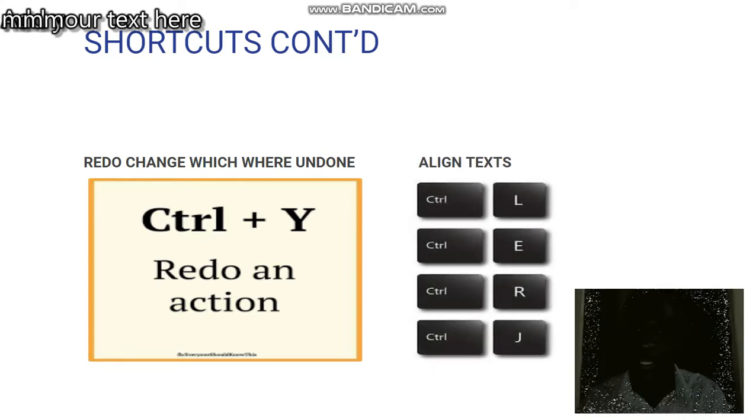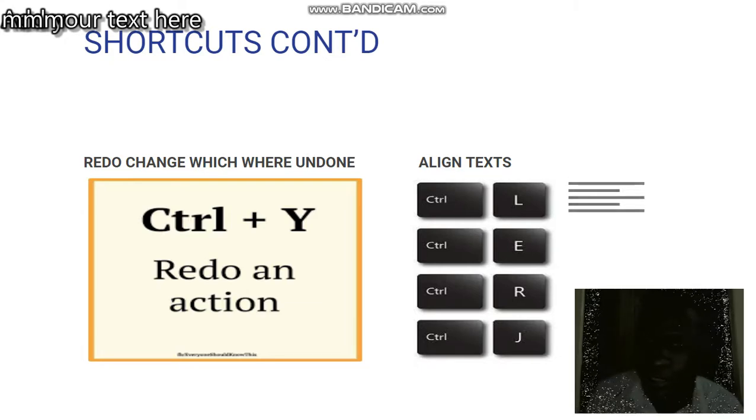If you want to align text, for example you want text to start from the left, from the right, from the center, or you want the text to be justified, you use these shortcuts. Let's see what left align really means. Control L means you are left aligning the text. It means it will be justified only on the left side.